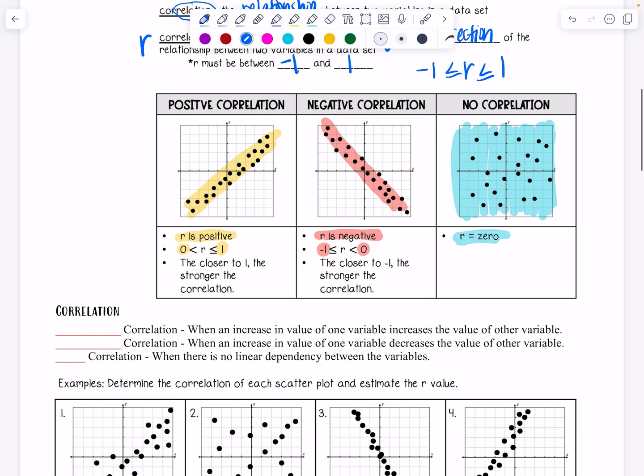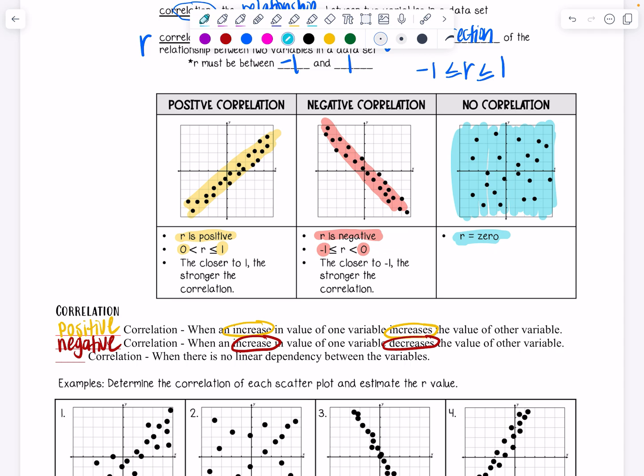All right, so let's review real quick. We learned about positive correlation. So positive correlation is when an increase in value of one variable increases the value of the other variable. So as X increases, Y increases. Okay? All right, then we have a negative relationship, negative correlation. The negative correlation is where an increase in one decreases the value of the other.